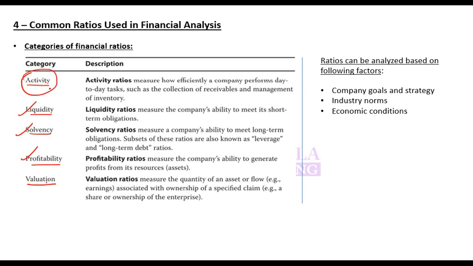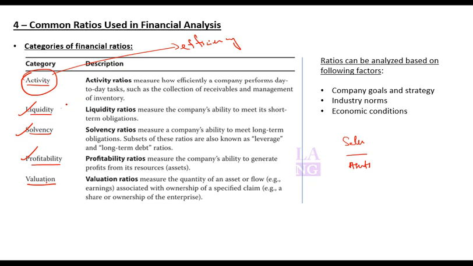Activity relates to performance comparison. What does it mean? It relates to the company's efficiency. So for example, asset turnover is your activity ratio. Receivables turnover, activity ratio. Payables turnover, activity ratio. Inventory turnover, activity ratio.